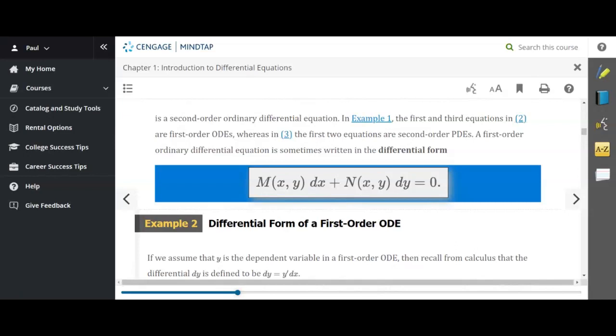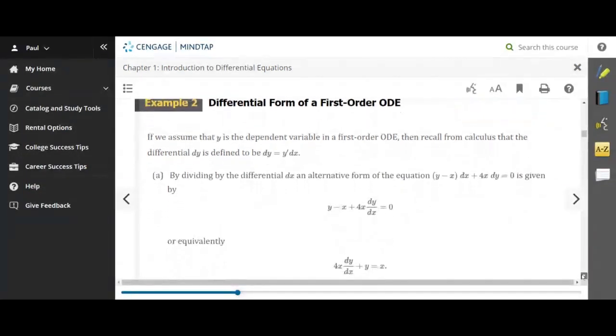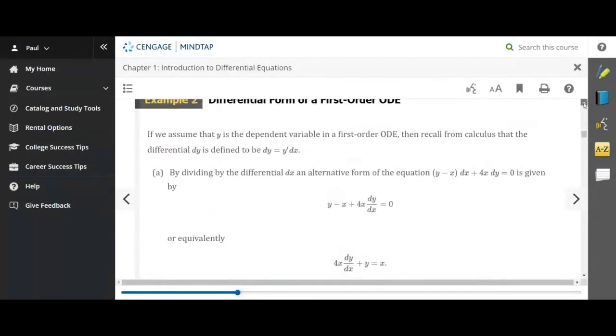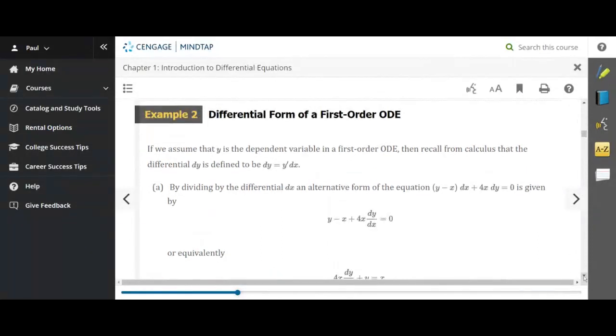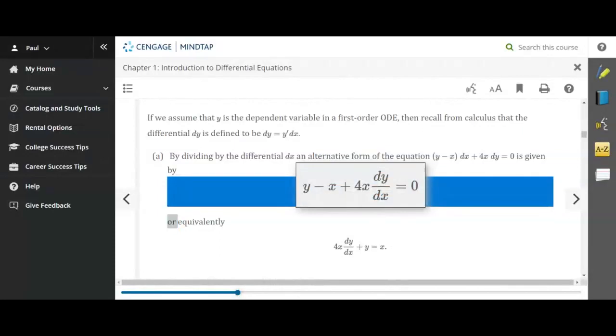Okay, so sometimes differential equations can be written in what's called differential form. That's not a form that you've seen of a differential equation, but it can be written in what's called differential form. And in your homework, you will see differential equations sometimes written in differential form.